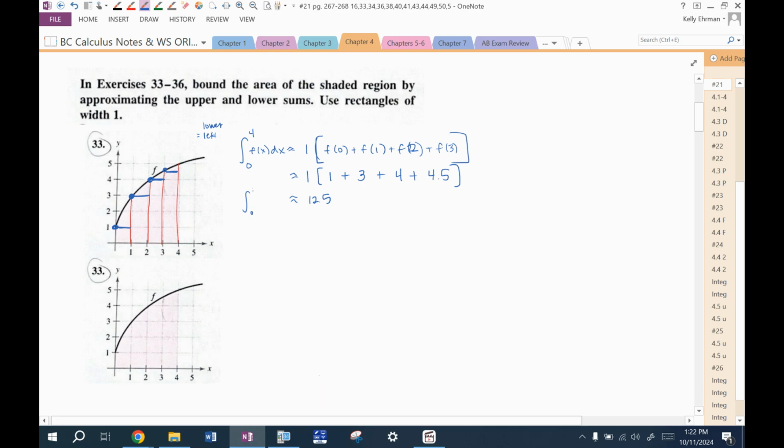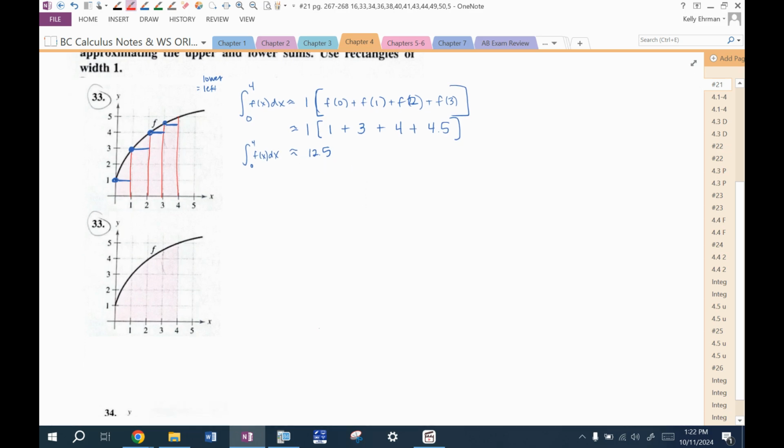And remember, lower and left don't always have to go together. It depends on whether the function is increasing or decreasing. That's why the picture is important. So this is the lower, and then we're going to find the upper. For the upper, you're still using these same rectangle widths of 1, so I'm still drawing these in. The upper means we want every rectangle now to use the right endpoint, because that will overestimate the area. That's why it's called an upper sum.